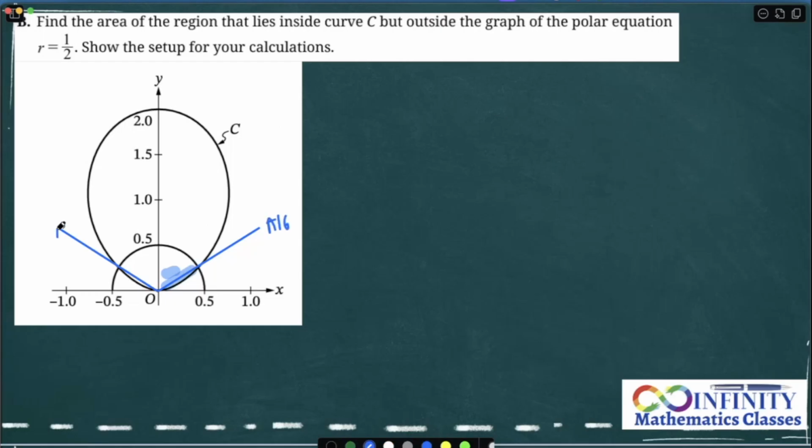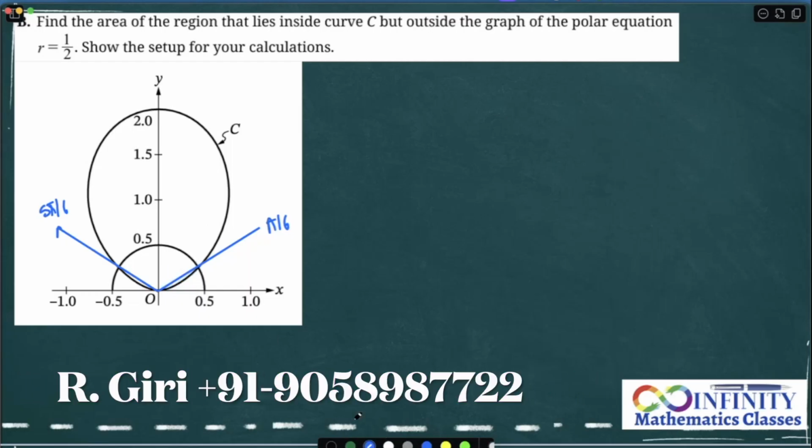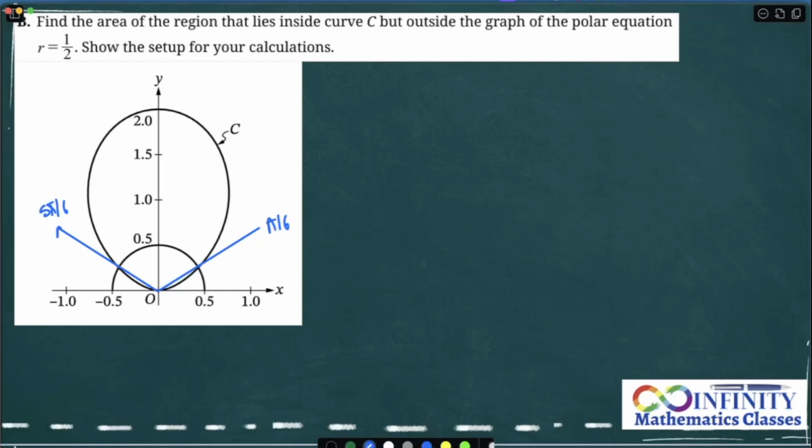This is the line 5 pi by 6. Any doubt? No. Okay, perfectly okay. Up to this point, not an issue. So how can I get the area? The area is going to be, first of all, this area. It lies between theta equals 0 to theta equals pi by 6 and bounded by the curve C.